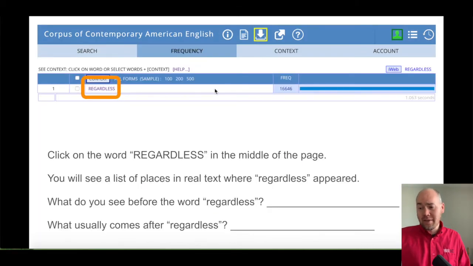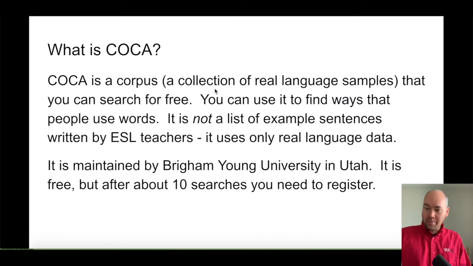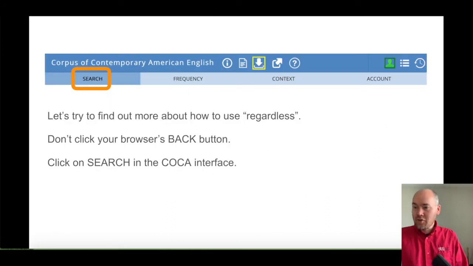This is where the fact that these are real-world examples becomes really useful, because I can know exactly how many people are using the word this way. And a dictionary doesn't tell you that. Right? Okay, so let's try and find out if my idea about how to use "regardless" is right, because I think if you use regardless, the next word is probably going to be "of," but I want to check to make sure I was right about that.